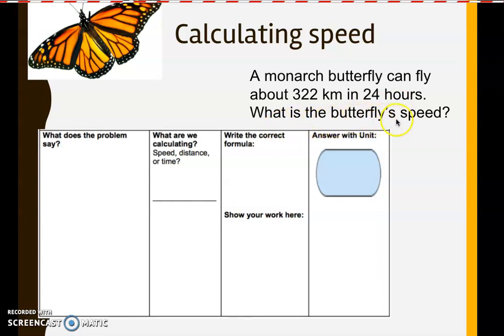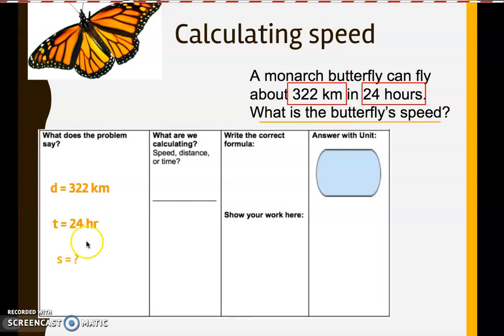What is the butterfly's speed? So what I'm going to do is first think, what does this problem say? It has this number, 322 kilometers. That's the distance. So I'm going to write distance equals, or D equals 322 kilometers. 24 hours, that's the time. And then it says, what is the butterfly's speed?